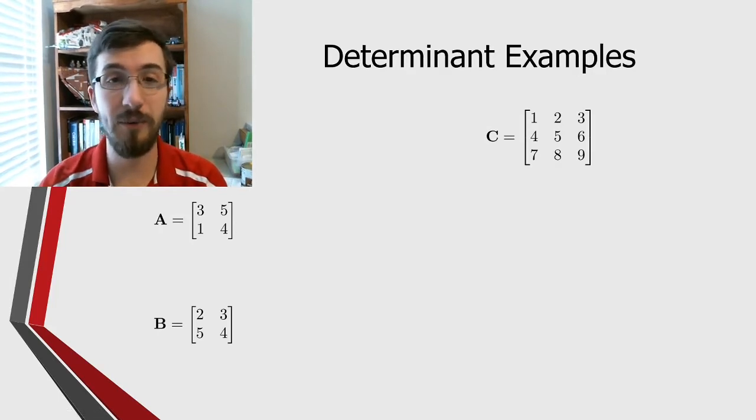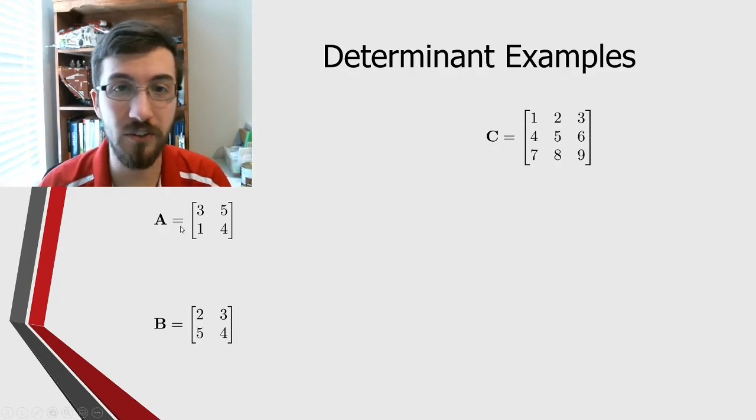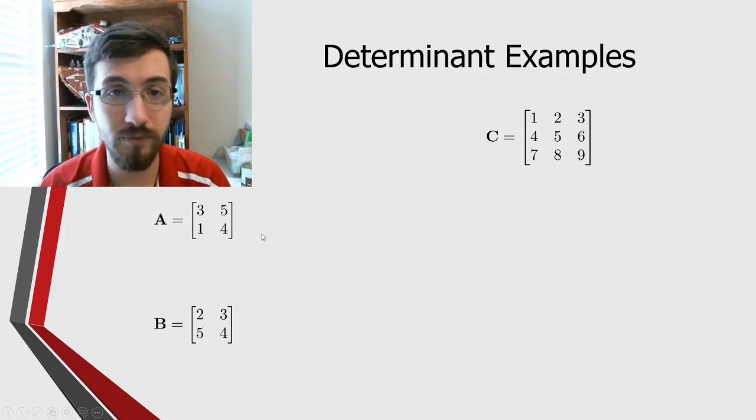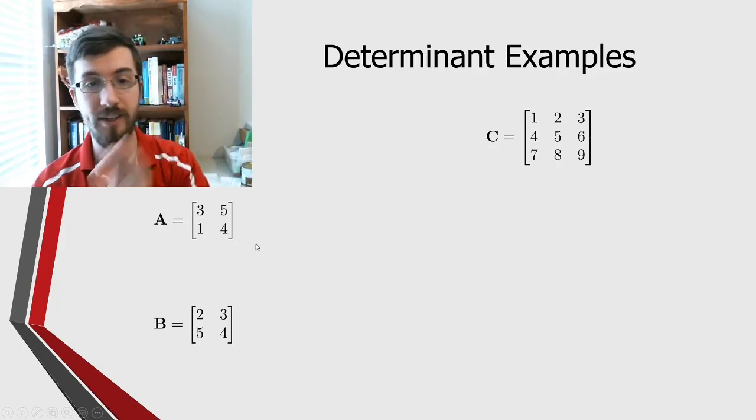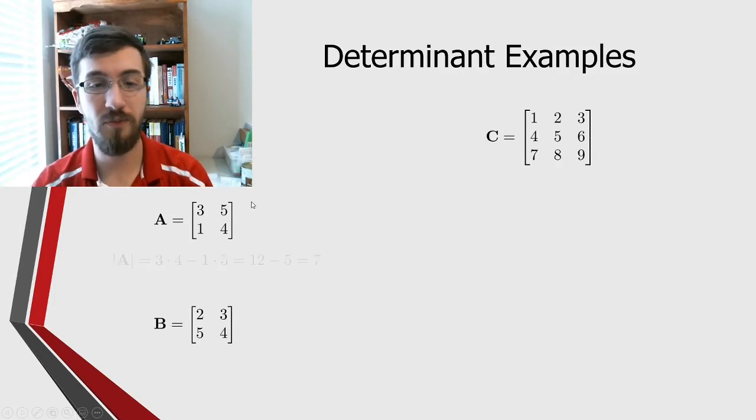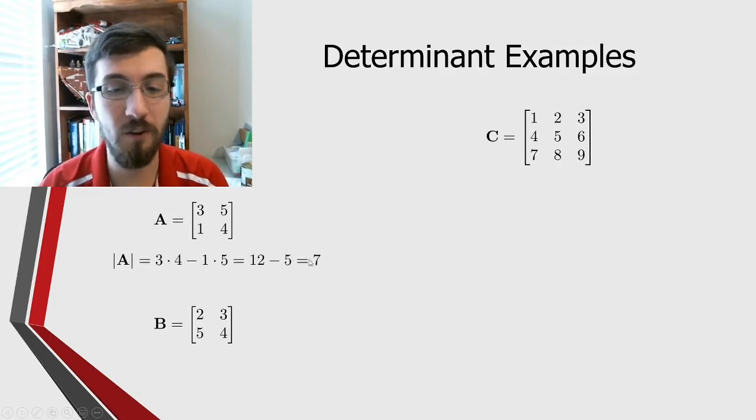So I have here 3 examples. I encourage you to pause the video and try to work these out for yourself before we talk through it together. I'll give you a sec. Alright, so let's start with matrix A: 3, 5, 1, 4. How do we do it? 3 times 4 minus 1 times 5. And so that's going to be 12 minus 5, 7. Did you get it right?